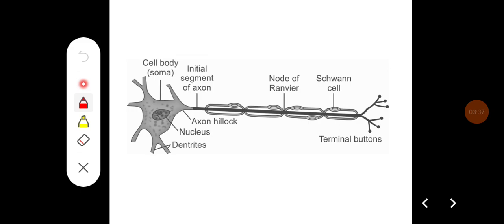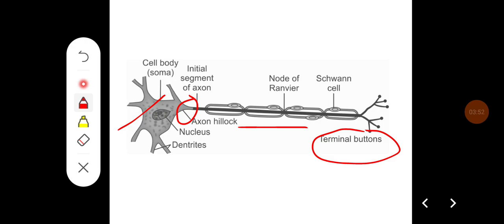So this is the structure of a typical neuron, which consists of cell body, axon, and terminal buttons. You can see the fine Nissl granules, and the axon hillock, the axon which is covered by the myelin sheath. In between you can see the node of Ranvier and the terminal buttons.